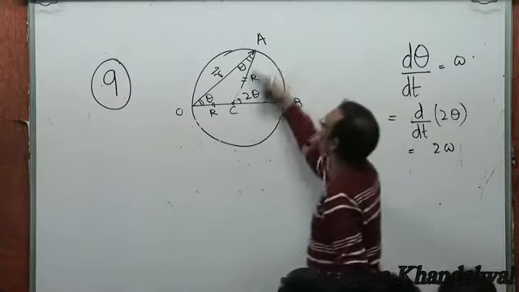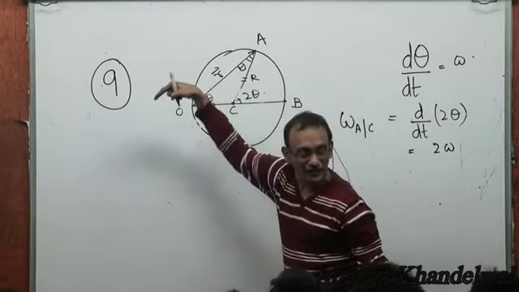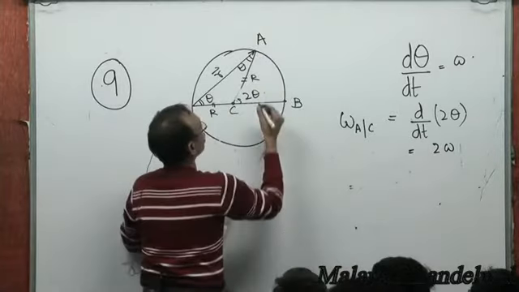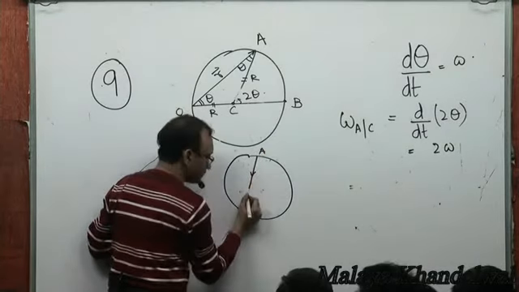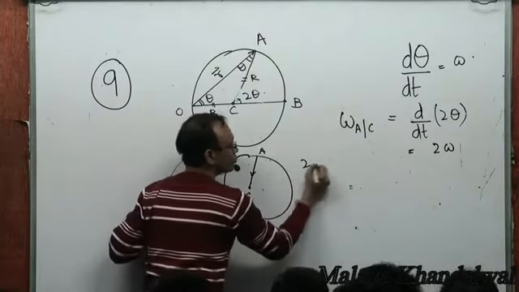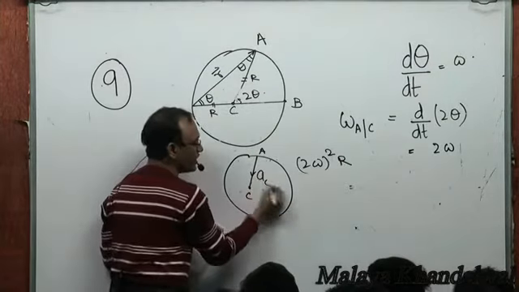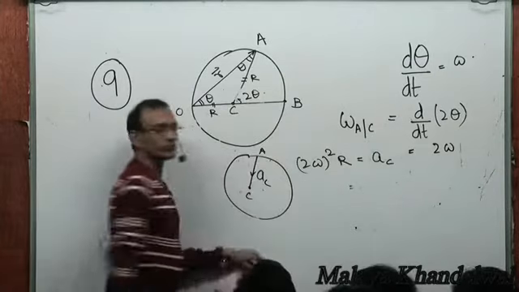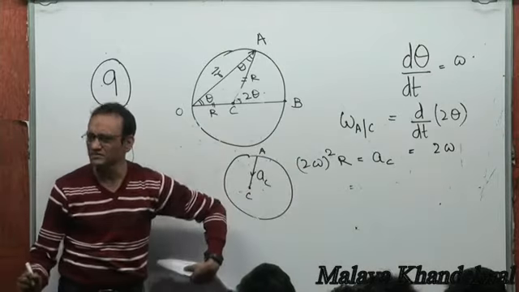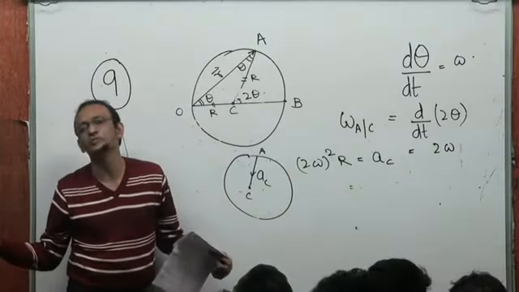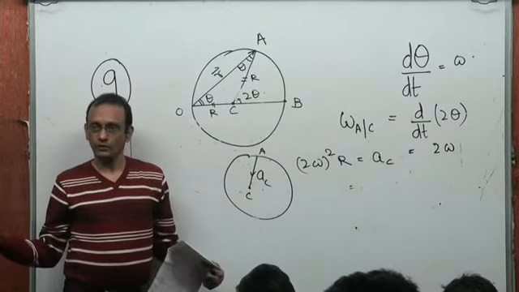So the angular velocity of A as seen by C is the angular velocity of A in the circular trajectory, right? Omega, 2 omega, and therefore it will experience a centripetal acceleration. The acceleration of A then would be 2 omega squared into the radius r would be the centripetal acceleration. Yes or no? AC. 2 omega whole squared into r would be the centripetal acceleration, which is 4 omega squared r. Clear?